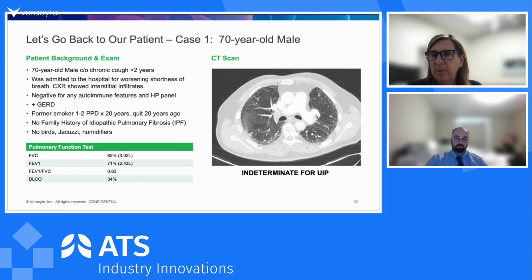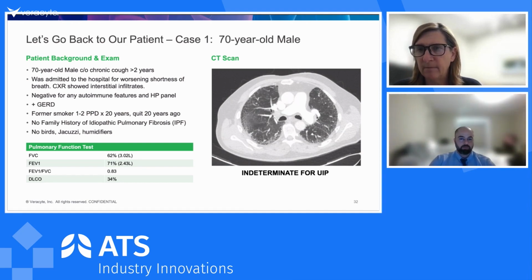I agree. And we were preaching that DLCO of 34%. We know we're in that higher risk group for both the cryo and certainly for a VAT. So this is where the transbronchial and the genomic classifier really shine, where we have risk, but we need more information. I think this is a great case that illustrates the benefit.